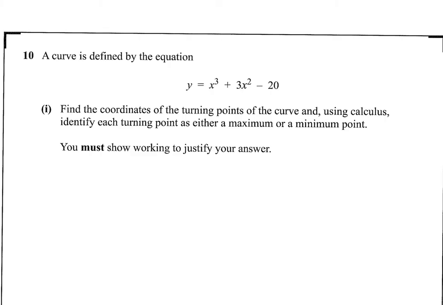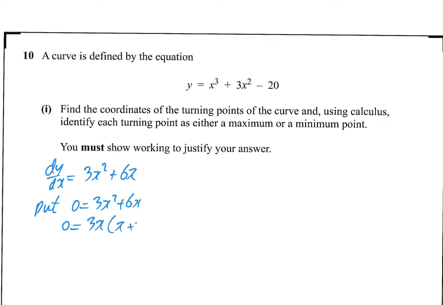Okay, so as a dy by dx question, differentiate then. And you're going to get 3x squared plus 6x. And then we're going to put 0 equal to 3x squared plus 6x. And if you do that, you'll have 0 is equal to 3x times (x + 2). So x is equal to 0 or x is equal to minus 2.